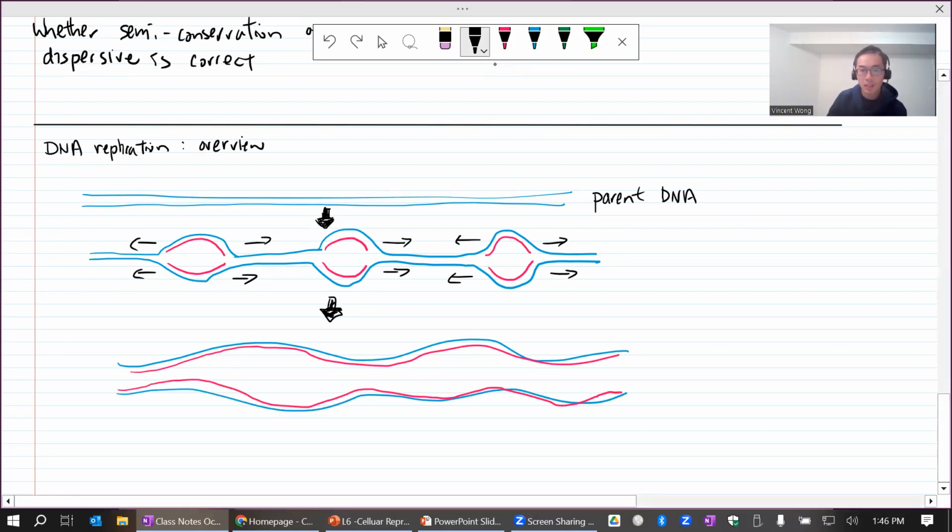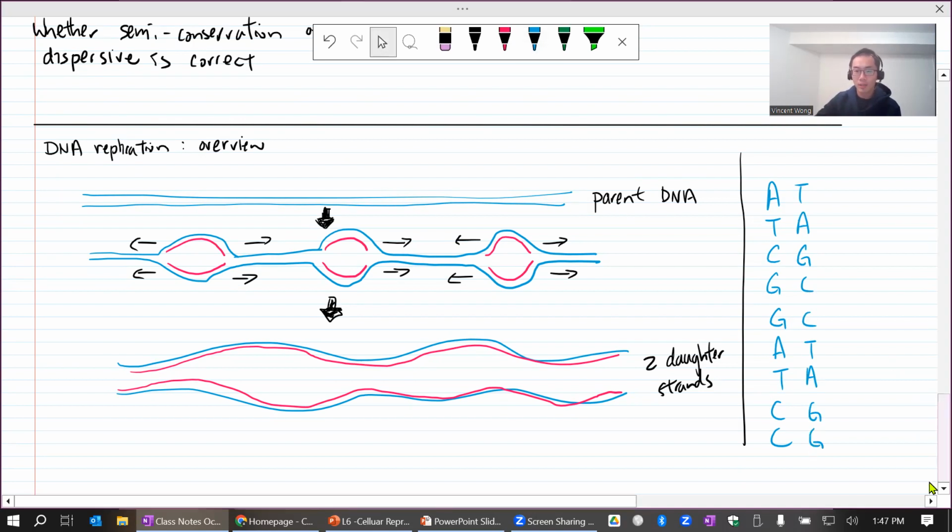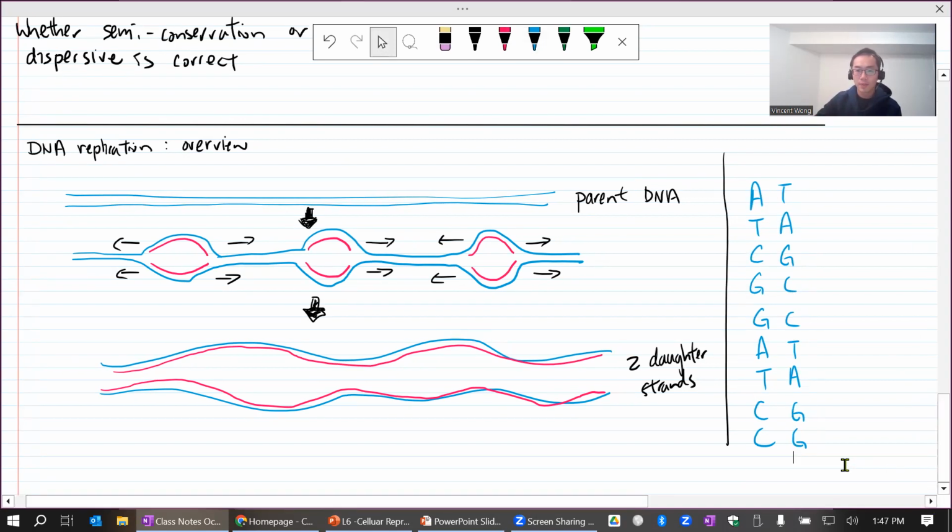So then you get the two daughter strands. Okay. Now let's put some letters to it to see if it makes more sense for you. Of course, if you know one side, you can predict the other side. And you don't have to copy this part, maybe just watch. Okay, take a look here, please.